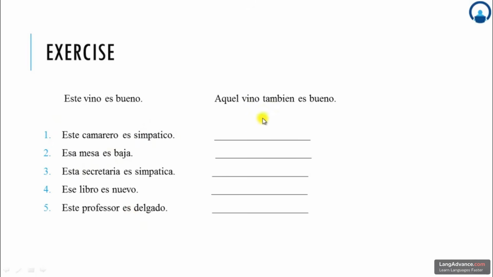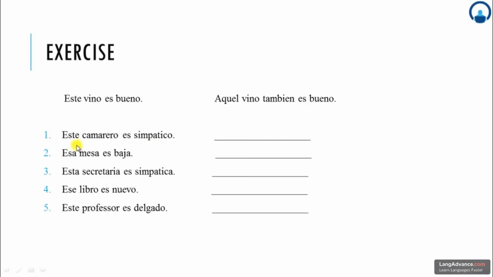Also note that I've included one extra word in the statement, and that is también. También means also. There's a rule behind writing the también word in Spanish, and that is it comes before the verb. So, aquel vino también es bueno. That wine also is good.